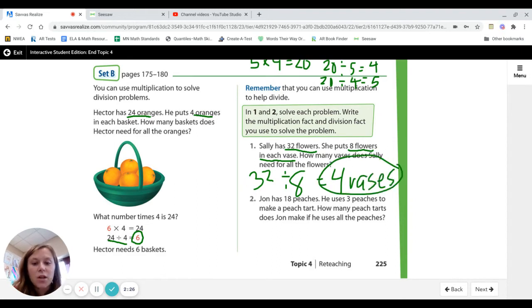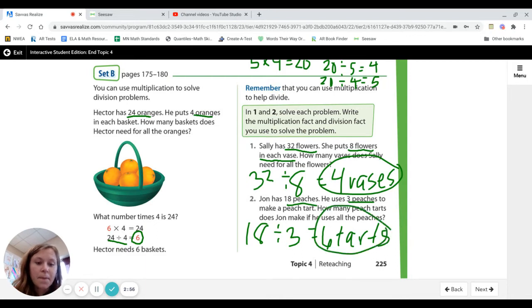Let's look at number 2. John has 18 peaches. He uses 3 peaches to make each tart. How many peach tarts does John make if he uses all the peaches? We do 18 divided by 3 equals, 3 times 1 is 3. 3 times 2 is 6. 3 times 3 is 9. 3 times 4 is 12. 3 times 5 is 15. 3 times 6 is 18. I'm going to go back in my problem to find my label. How many peach tarts does John make? So we would say 6 peach tarts or 6 tarts. Let's go to our next page.